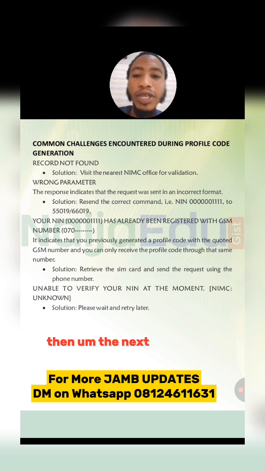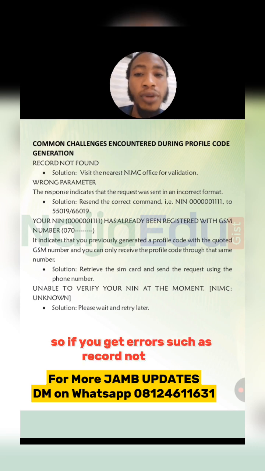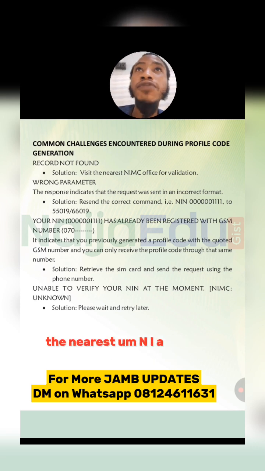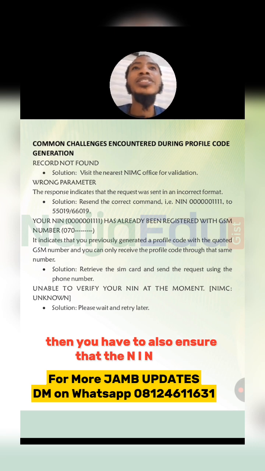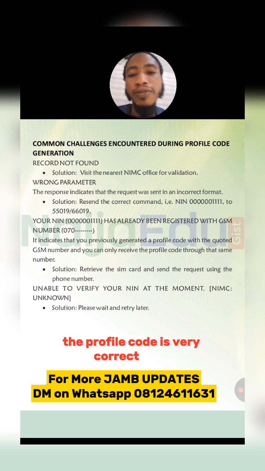Then the next stage says that we have some common challenges that students or candidates make when generating the profile code. So if you get errors such as record not found, this means that you have to visit the nearest NIMC office to validate your NIN. So you have to also ensure that the NIN digits that you input when you want to generate the profile code is very correct, right?